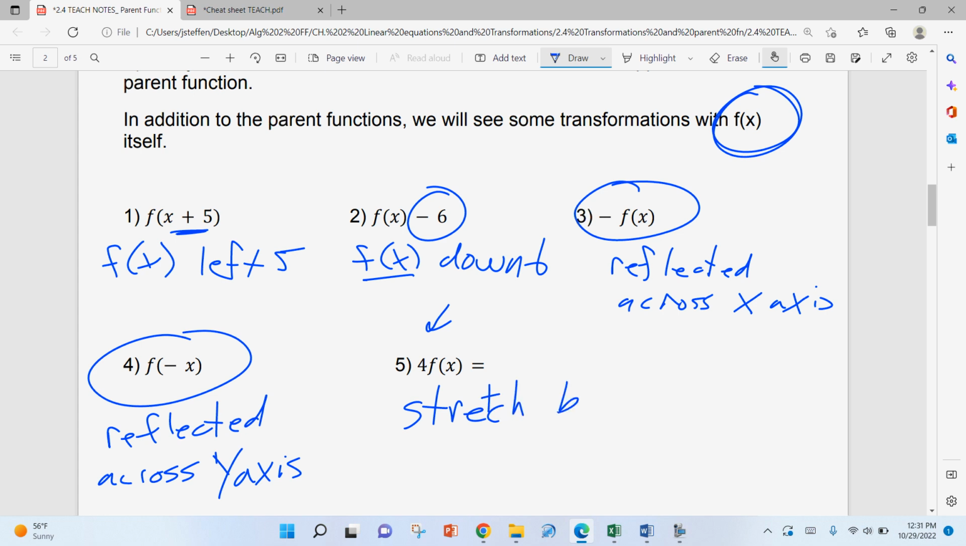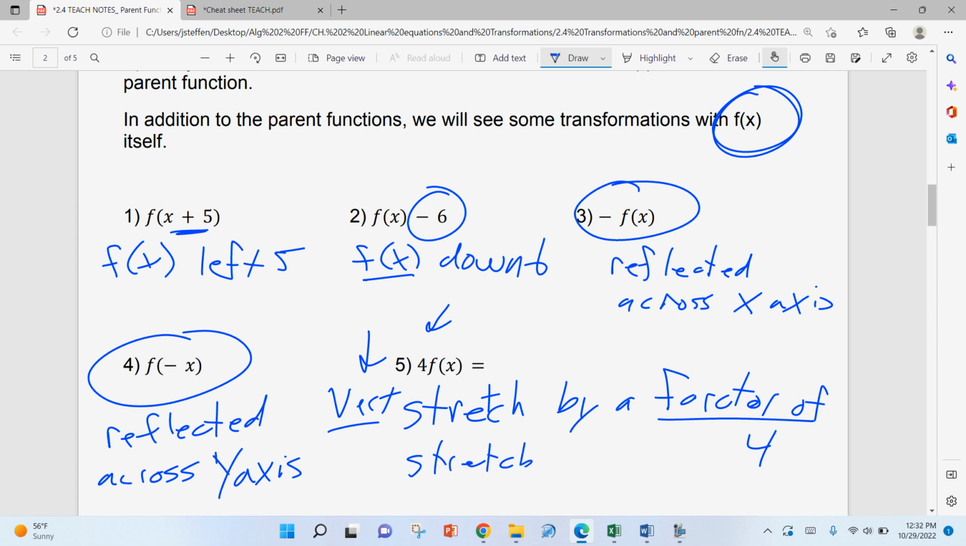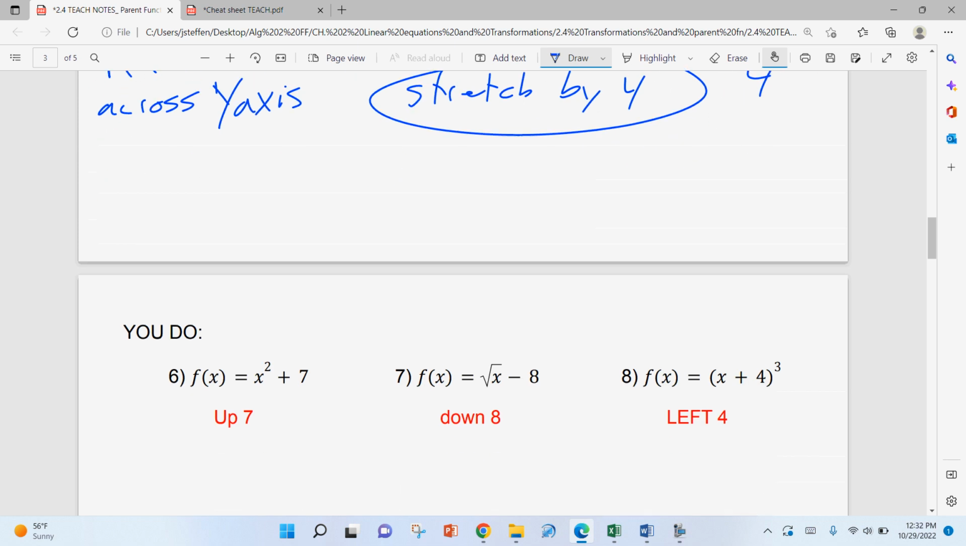It is a stretch by a factor, and this is what you'd call that every time, by a factor of 4. Technically I should also add, this is a vertical stretch by a factor of 4. I'm going to try to include the word vertical and the words factor of, because that's technically how it should be. But we're not going to be dealing with any horizontal stretches or compressions, so if you just say stretch by 4, I can live with that. Again, I'm going to try to be more specific, but I can definitely survive with that, stretch by 4.